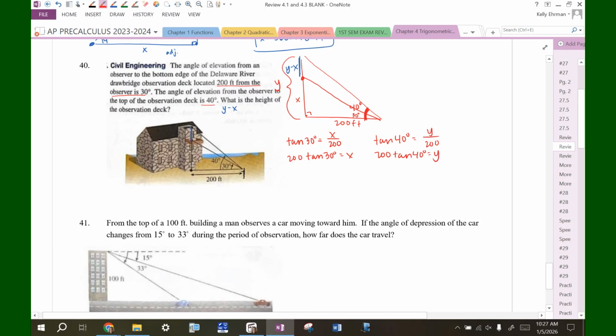And remember, the height of the observation deck just means from the bottom of the deck to the top roof there. So that's y minus x. And we'll just type this in and see what it comes out to.